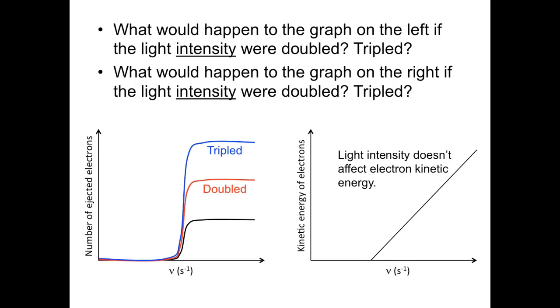But if you think about the kinetic energy of each ejected electron, nothing happens. Each of those photons is carrying the same energy that it was before, so when that energy is transferred to the electrons, they're being knocked off the surface of the metal at the same energy as before.